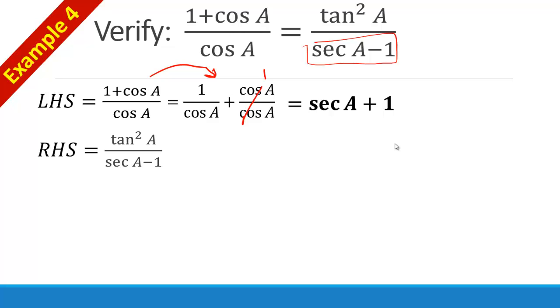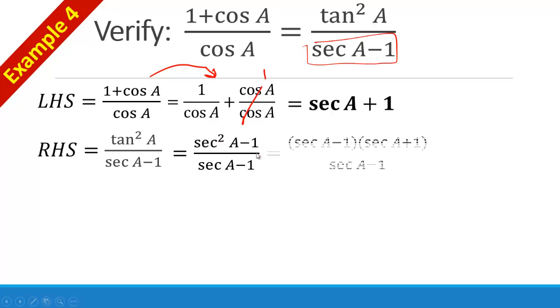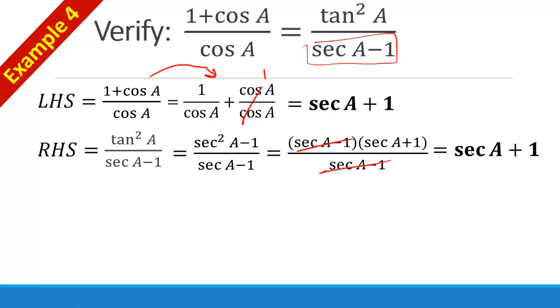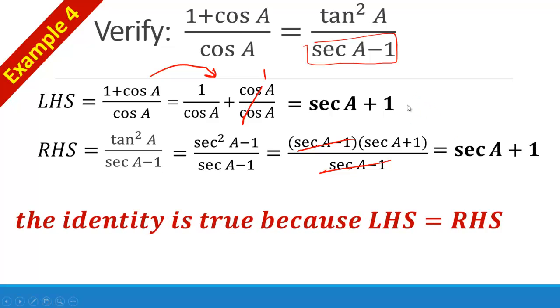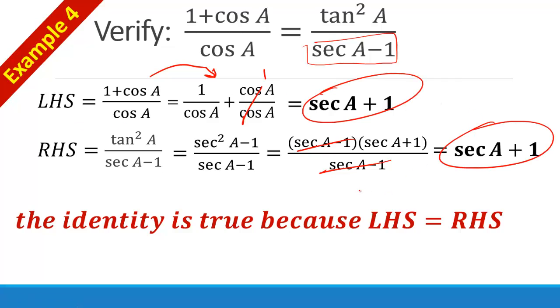Tangent squared, so I'm going to go ahead and make that secant squared because I have a Pythagorean identity with this one here. All right, so that becomes secant squared of A minus 1, which I can separate this out. So I'm basically doing the reverse of what I did with the last one. I kind of factored this to this, and then you'll notice I'll be able to cancel that and that out, leaving me with just that. And because the left-hand side and the right-hand side were both equal, this identity is true because of that.